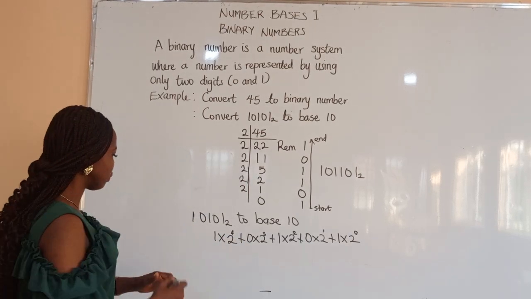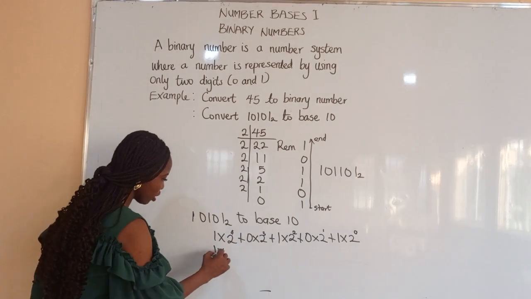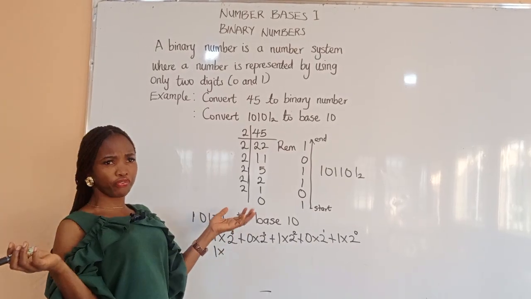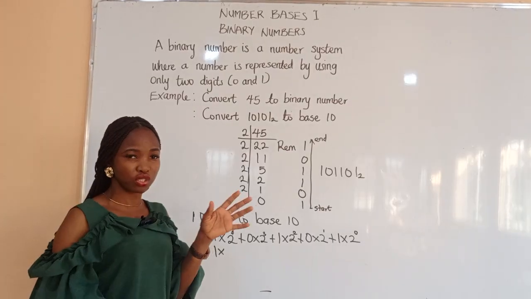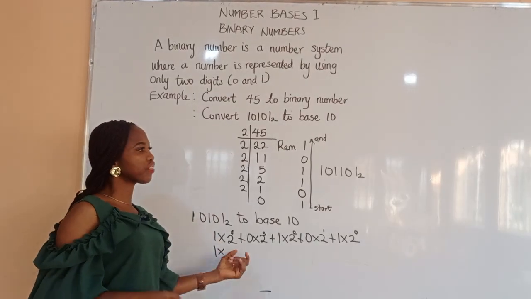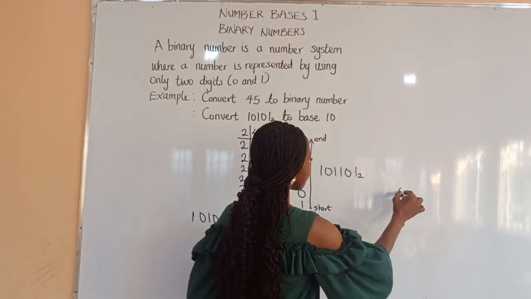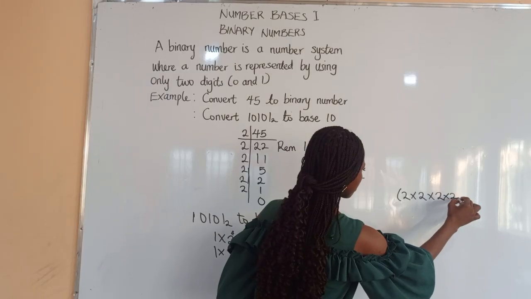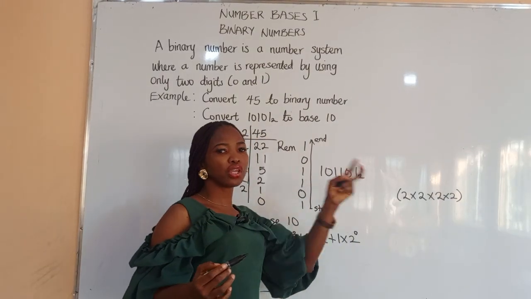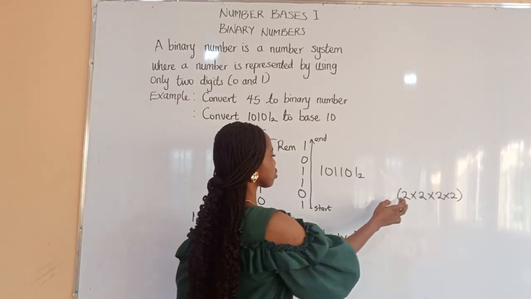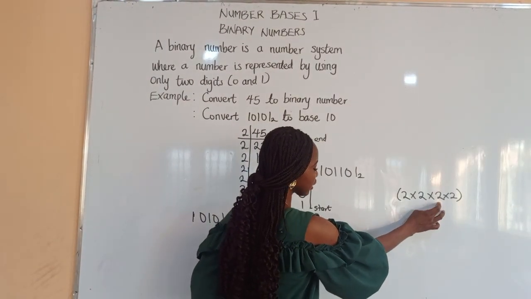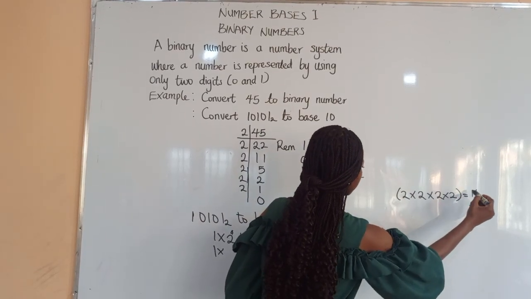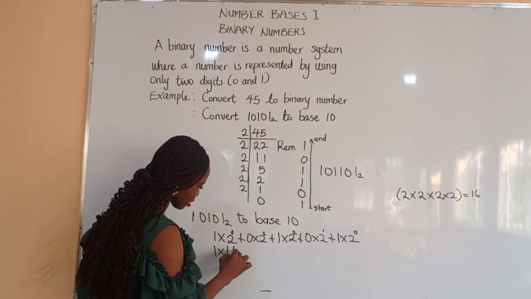Now, let's continue. 1 times 2 raised to the power of 4. Some of you will think 2 raised to the power of 4 is 8. That means 2 times 4 is 8. No. What 2 raised to the power of 4 means is this: 2 times 2 times 2 times 2. Meaning 2 in 4 places. 2 times 2 is 4. 4 times 2 is 8. 8 times 2 is 16. So we have 16. So this is 1 times 16.